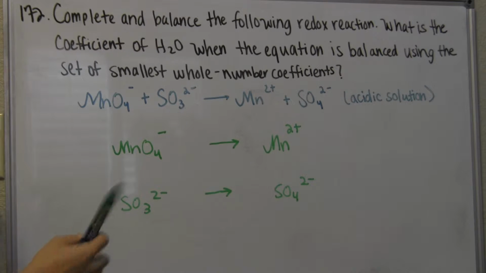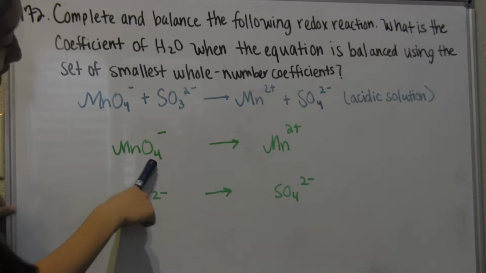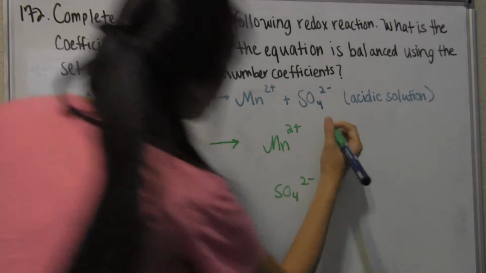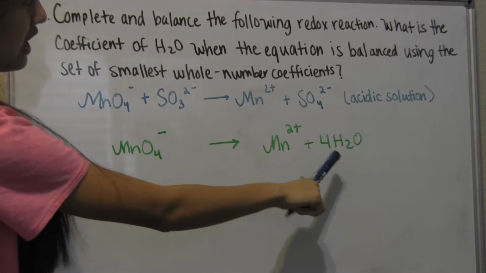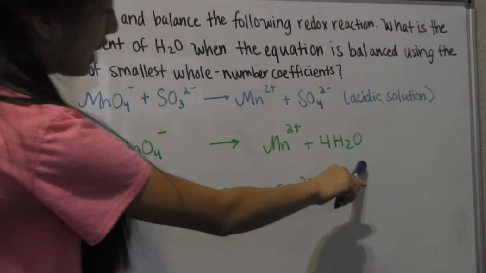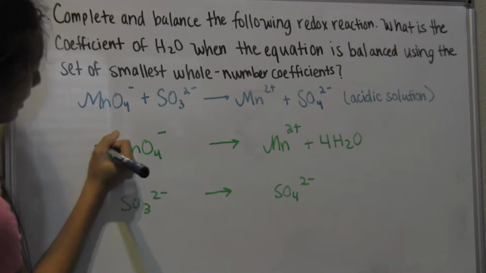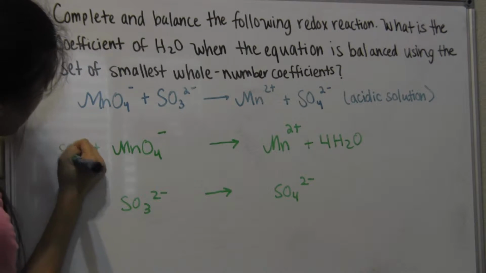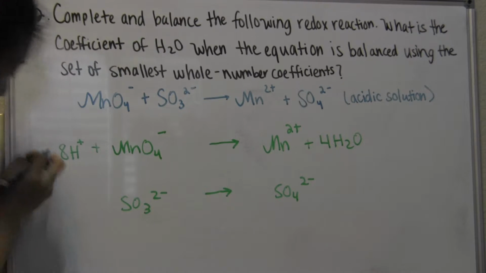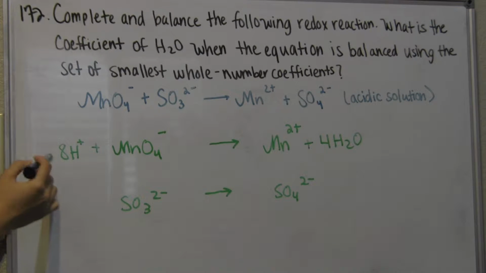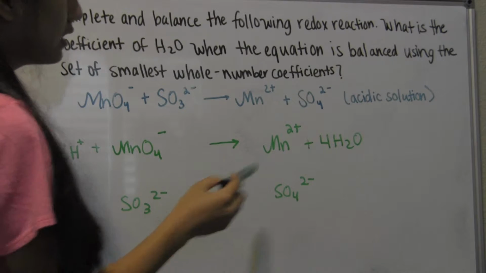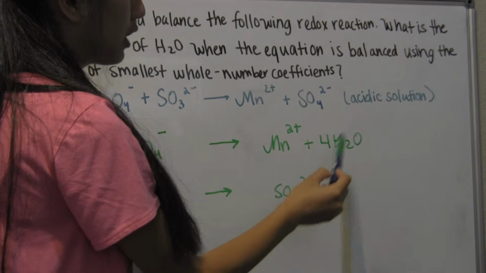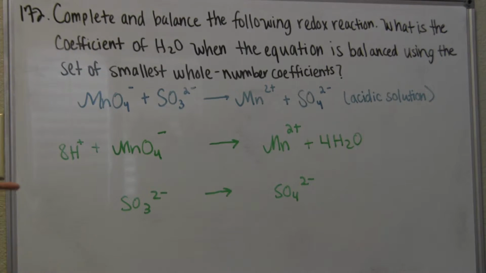So first let's balance out the MnO4- to the Mn2+. What we can see is we need 4 oxygens on this side, so we're going to add 4 waters. And now that we have 8 hydrogens on this side, we're going to put them on the left side where the MnO4- is. So now we're going to have 8H plus MnO4- yields Mn2+ plus 4H2O. So now you can see that everything's balanced.